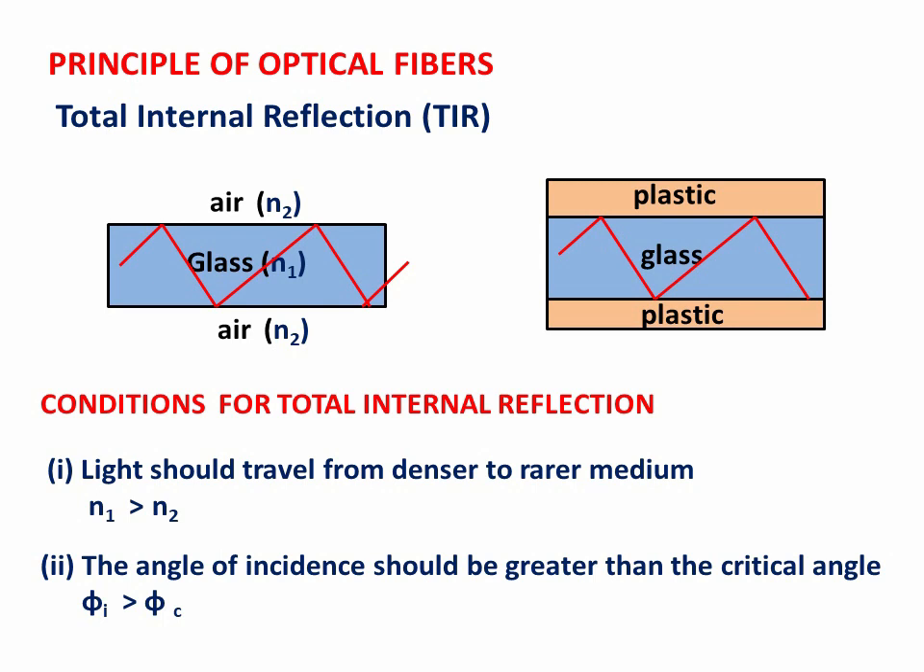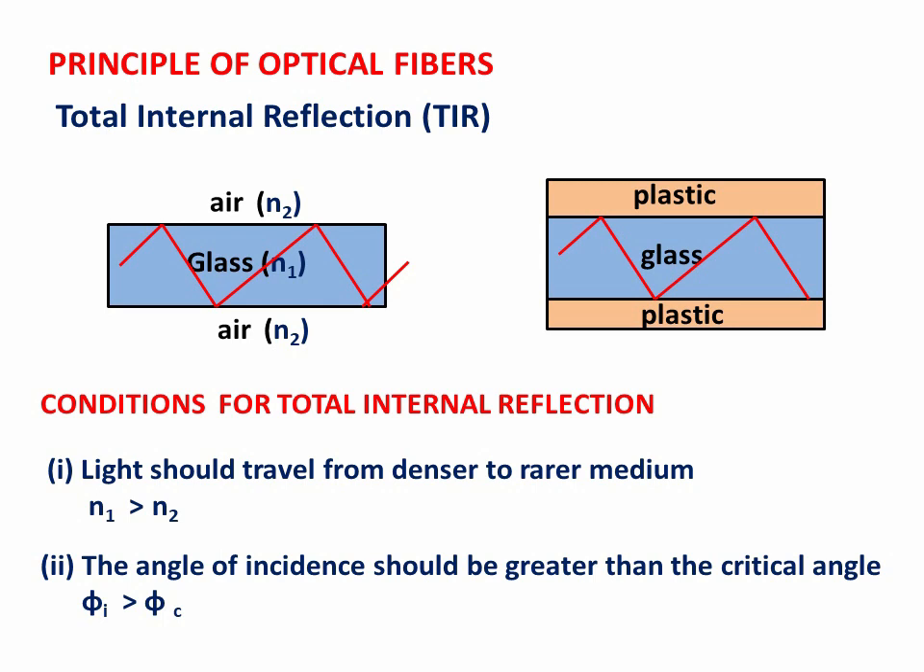Next we are going to see the conditions for total internal reflection. The first condition: light should travel from denser medium to rarer medium. That means glass medium to air medium or glass medium to plastic medium. Symbolically we can write N1 is greater than N2, where N1 is the refractive index of core and N2 is the refractive index of cladding.